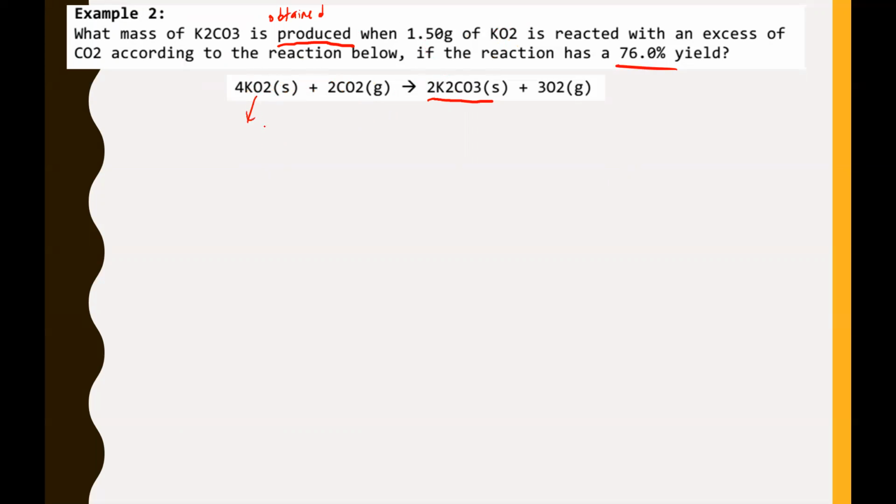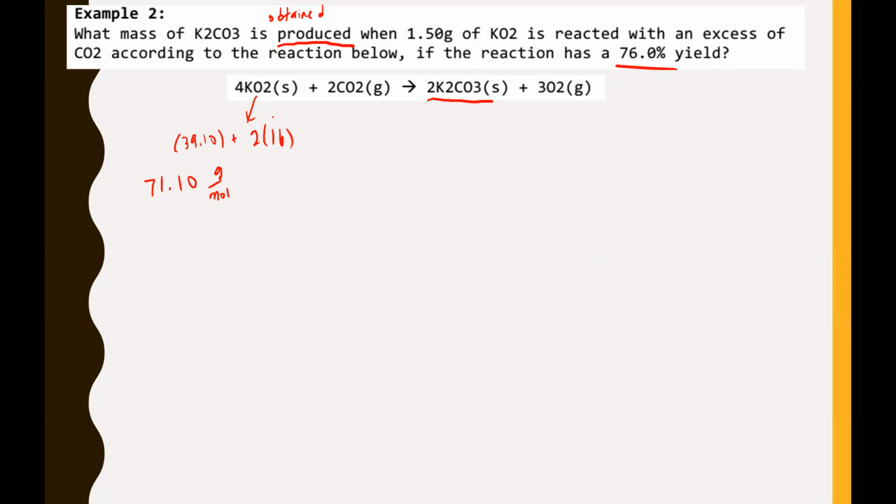Long story short, let's start with KO2. To find the molar mass of KO2, it's just the molar mass of potassium plus 2 times the molar mass of oxygen. So that'd be 39.10 plus 2 times 16. And that's going to give you 71.10 grams per mole.